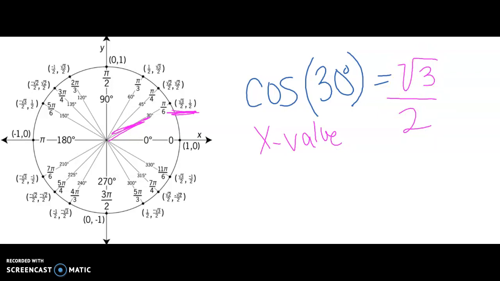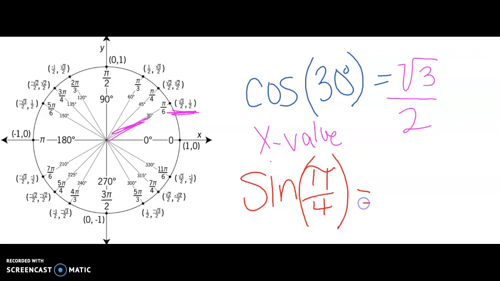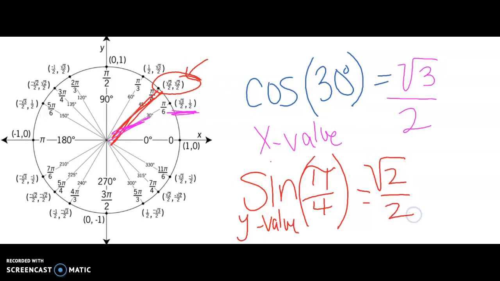So let's go ahead and try another one. What if I asked you, what is sine of pi over 4? Notice that I give you a radian in this one. So we're going to go to the angle where pi over 4 is right here. That's our angle, and we're going to look at the coordinate. We are looking at sine, and sine is the y value. So what's the y value there? It's the square root of 2 over 2. And that's how we write it for the unit circle. We don't simplify the square root of 3 over 2.